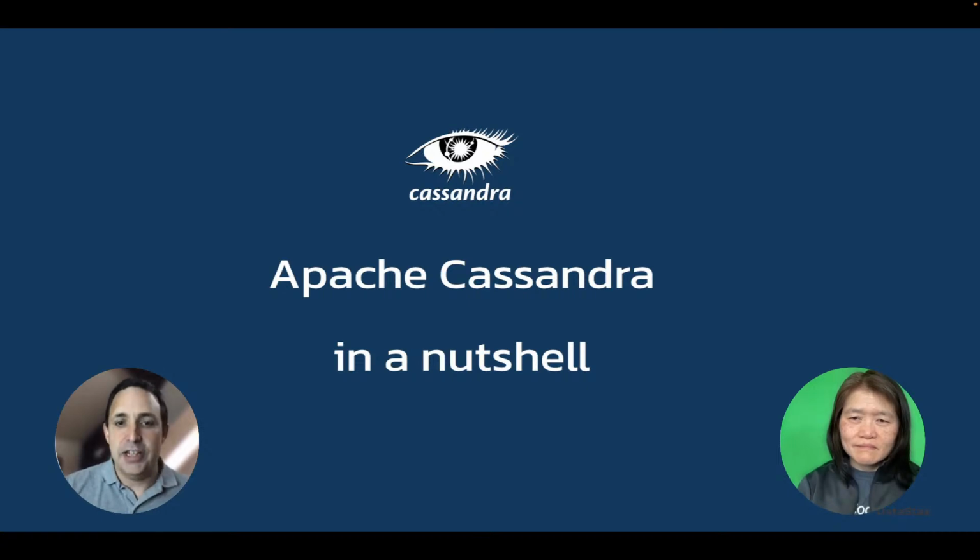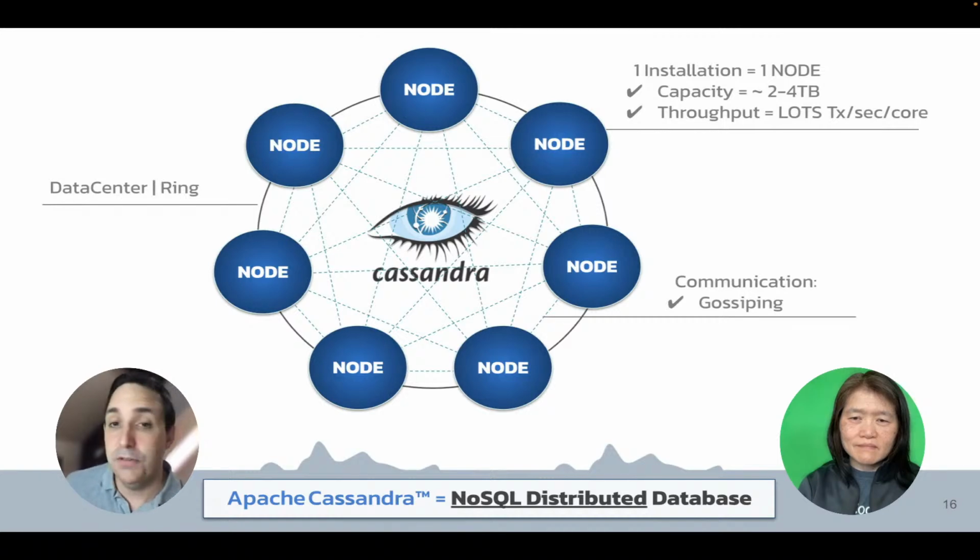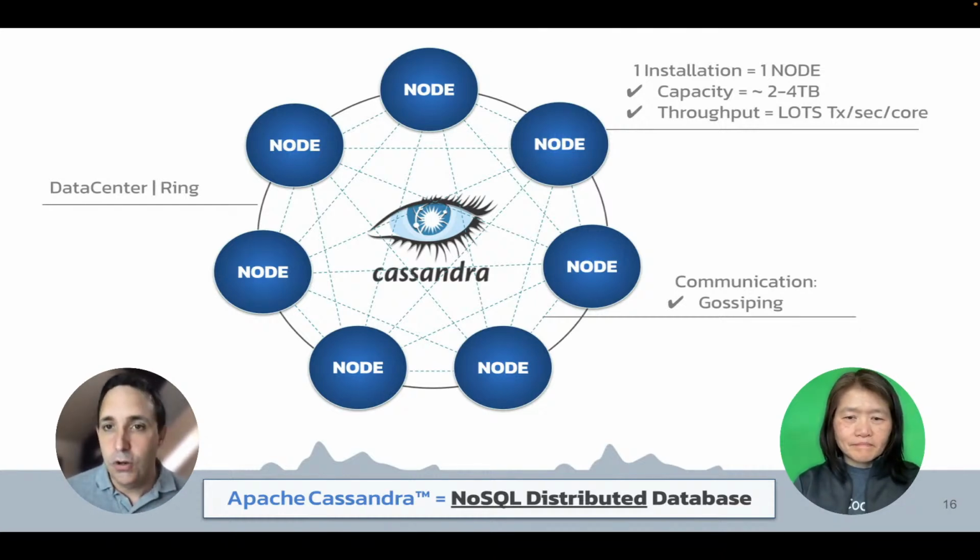So first, Apache Cassandra in a nutshell. Apache Cassandra was created in 2008 by two Facebook engineers. It's a NoSQL distributed database. You can install that product on a single machine, a single server. This is what we call a node. And you can expect about 2 to 4 terabytes per installation and thousands of transactions per second, okay, and per thread.